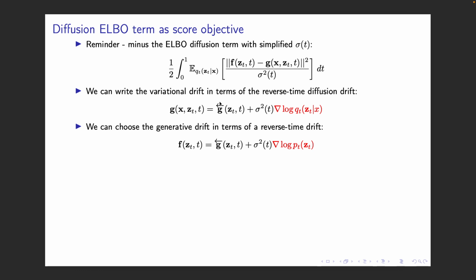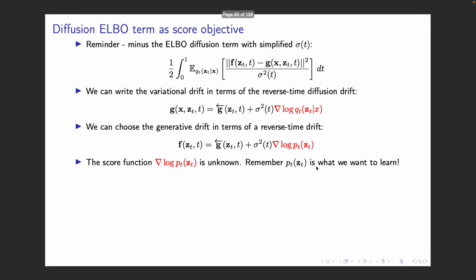So if I write my g in terms of the score function and the backward, and I then choose my generative model to also have the same backward term, then this is the score function for the variational distribution, and f here should be defined in terms of the score function of the generative model. I don't know this one, right? This is very important. I know f, but I don't know p. There's a non-trivial relation between the two. But I could replace it by a neural network, and that's essentially what you do in score matching.